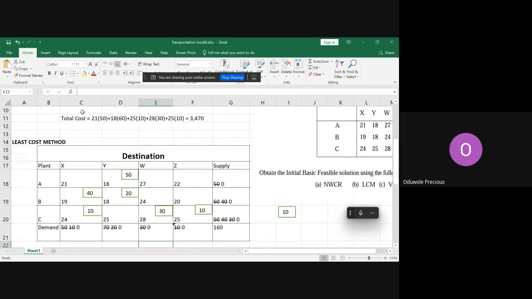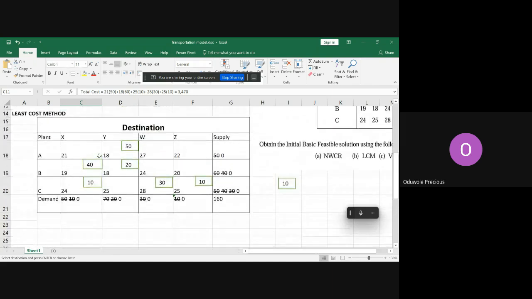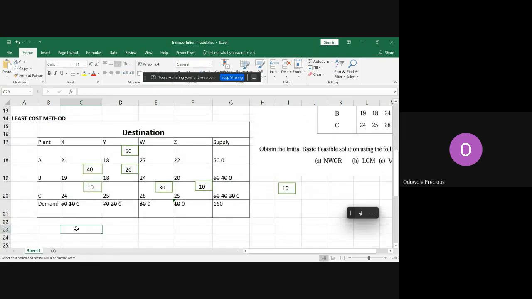So what we'll do is let me copy and paste this, then I will change the calculation. So let's get our total cost. To get that, let me cancel this one. So start on this first one, 18 and 50. 18 times 50.